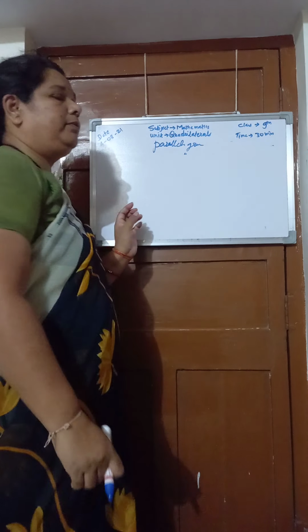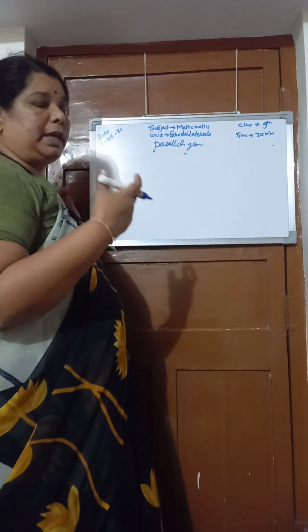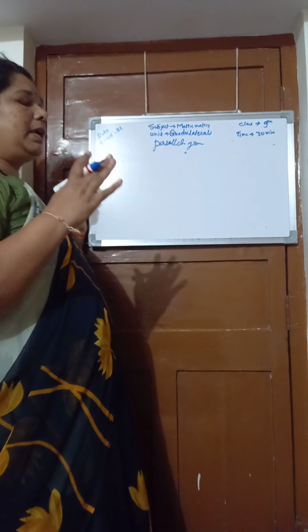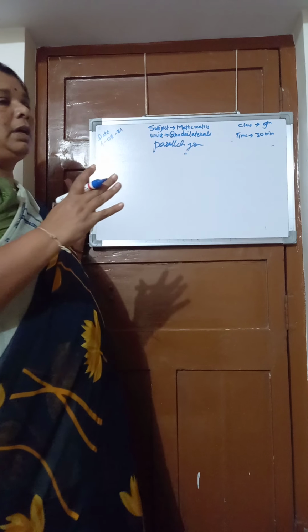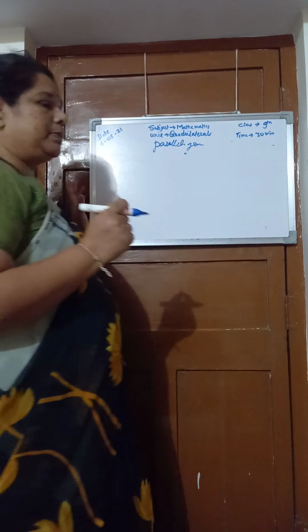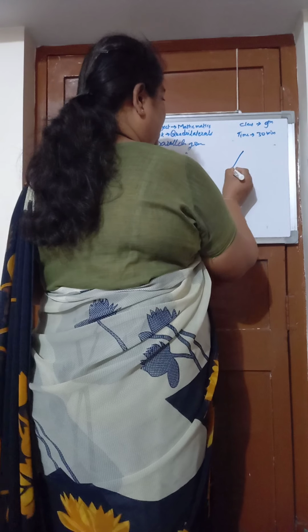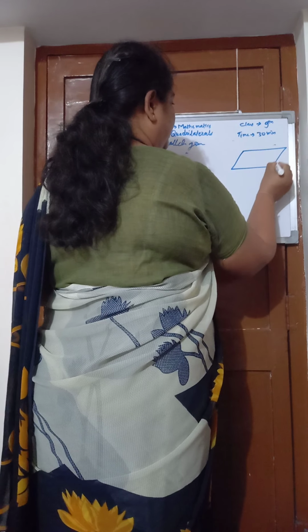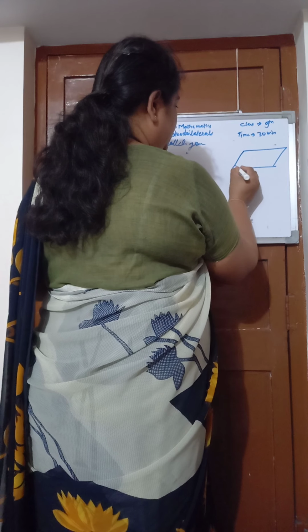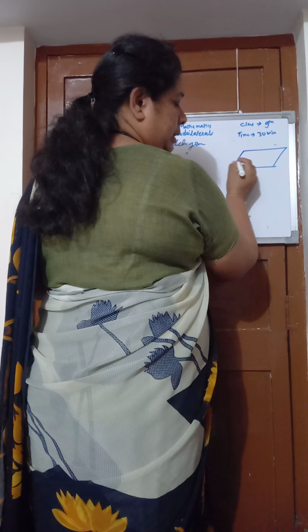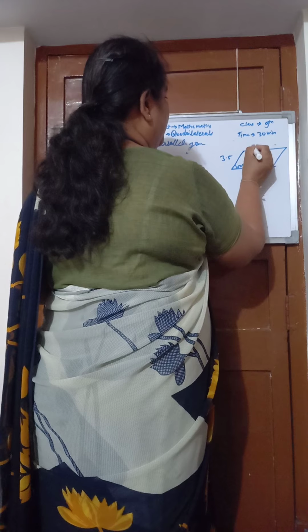We have studied these two theorems. Considering knowledge of these two theorems, we can solve various problems. Take here one parallelogram. This is 50 degree, this is 3.5 and this is 5.3.